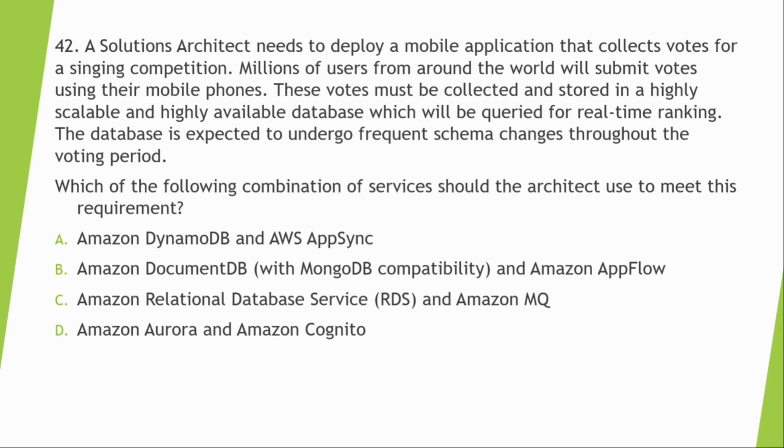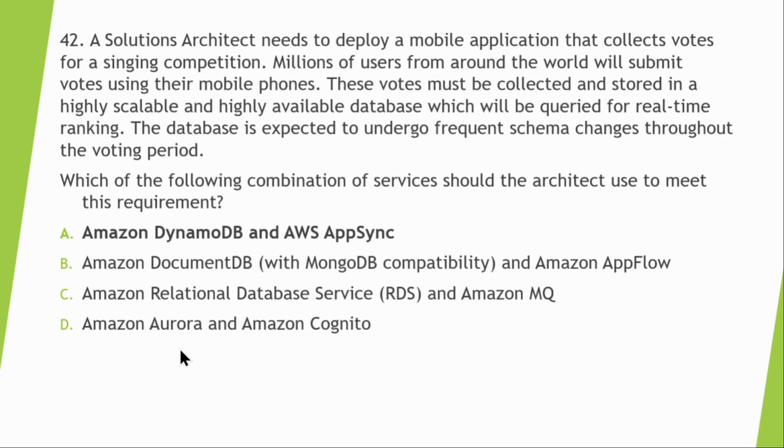So why are DocumentDB and AppFlow incorrect? DocumentDB is a viable database option. AppFlow cannot interface with query updates. Why RDS is not correct, you know it. And why Aurora and Cognito are not correct: relational database solutions like Aurora are impractical for your frequently changing schema, and Cognito is just for user authentication and authorization. Nothing as such is mentioned in the scenario. So the correct answer is DynamoDB and AppSync.